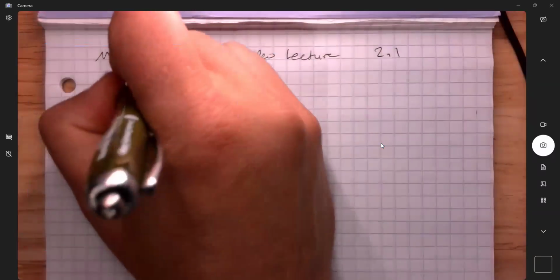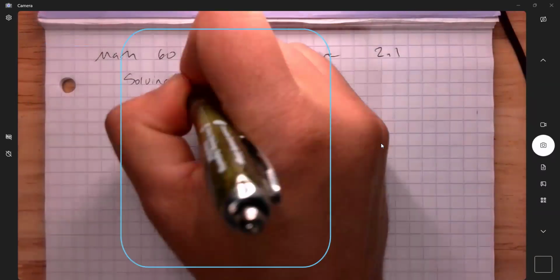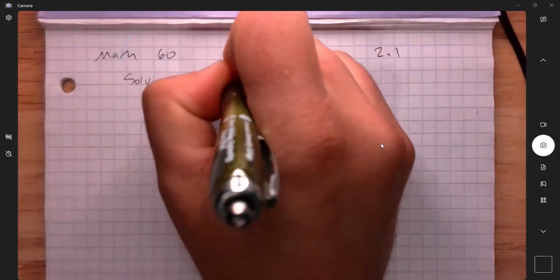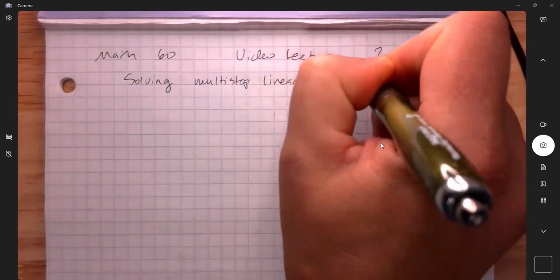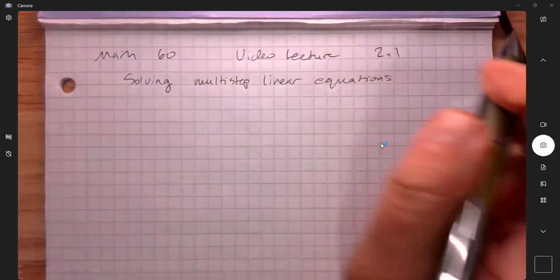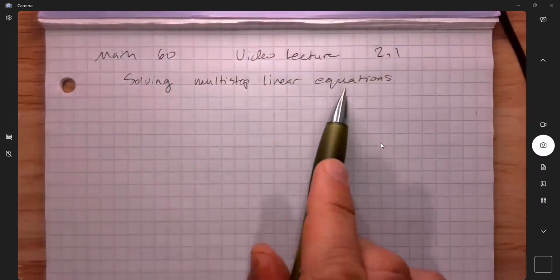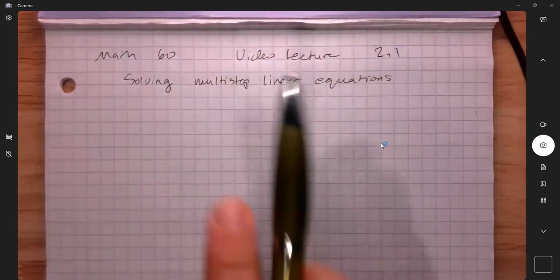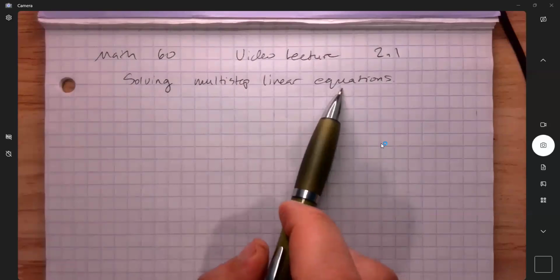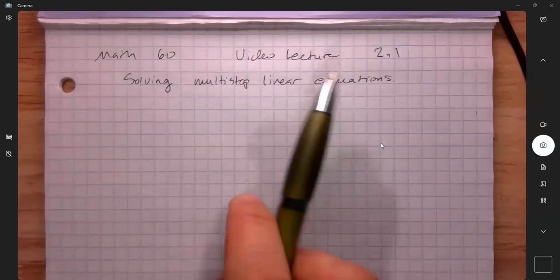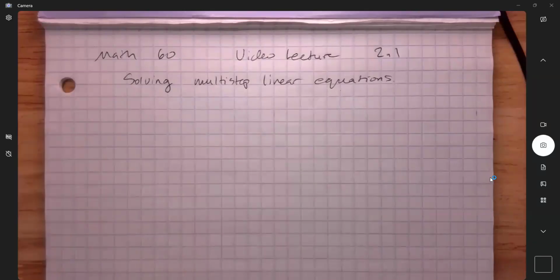This is all about solving multi-step linear equations. This is a fundamental skill, solving some type of equation that takes more than one step. So this is one of the most important sections that will support you in this class and in other math classes and in lots of other disciplines moving on. So this is definitely a section to focus on.